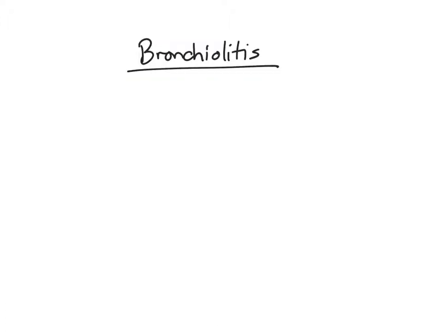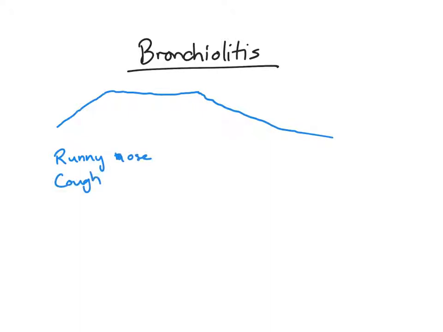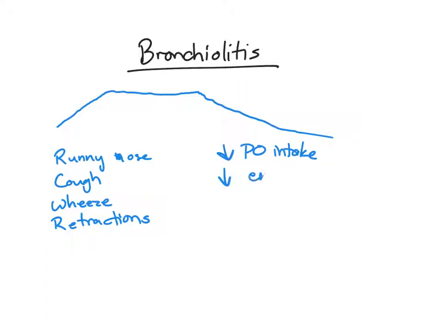The signs and symptoms for bronchiolitis follow sort of a coming and then going pattern. So for about days 1 to 3, you start to get sicker and sicker, and then about days 4 to 6, you're about at a plateau, and then days 7 through 14, there's a slow, gradual recovery. The most common signs and symptoms we see are things like runny or stuffy nose, a cough, wheeze, retractions, decreased PO intake, decreased energy, and we can even see fever for a few of those days.